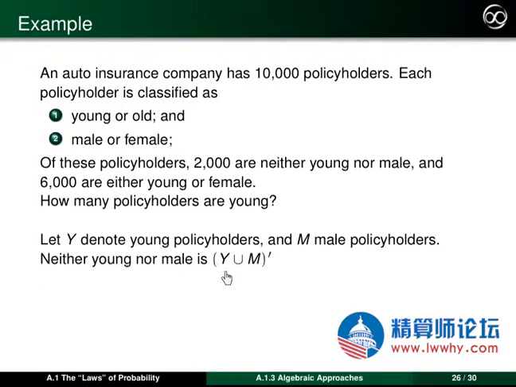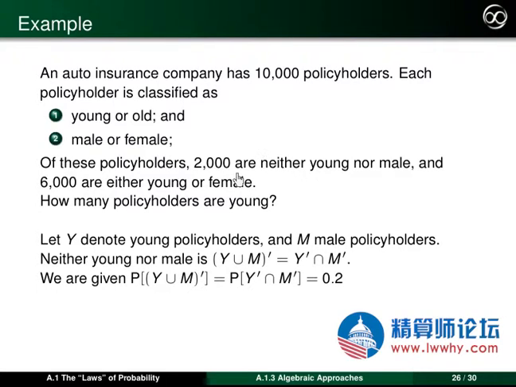Well, neither young nor male is (young or male) complement. Or I could also write it as not young, intersection, not male. Right? If you're neither young nor male, it means that you're old, female. So you're old female. And we're given that 2,000 people are in that group. There's 10,000 total policyholders. So the probability of being in that group is 2,000 over 10,000, or 0.2.